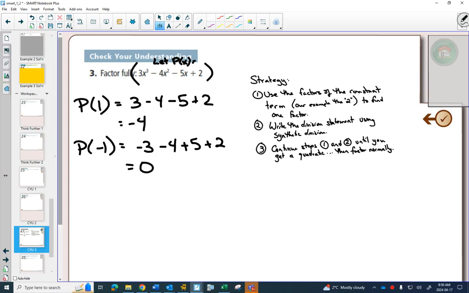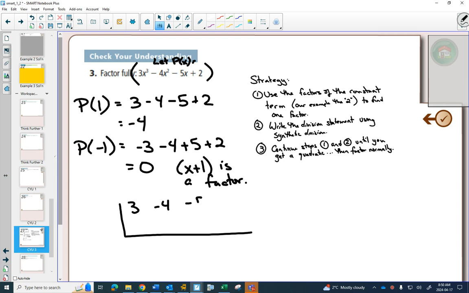If I plug in -1, and I get 0, that means x plus 1 is a factor. And then I need to write my division statement with my factor. So I go to synthetic division. They're already in the right order, and I don't have to add any zeros.